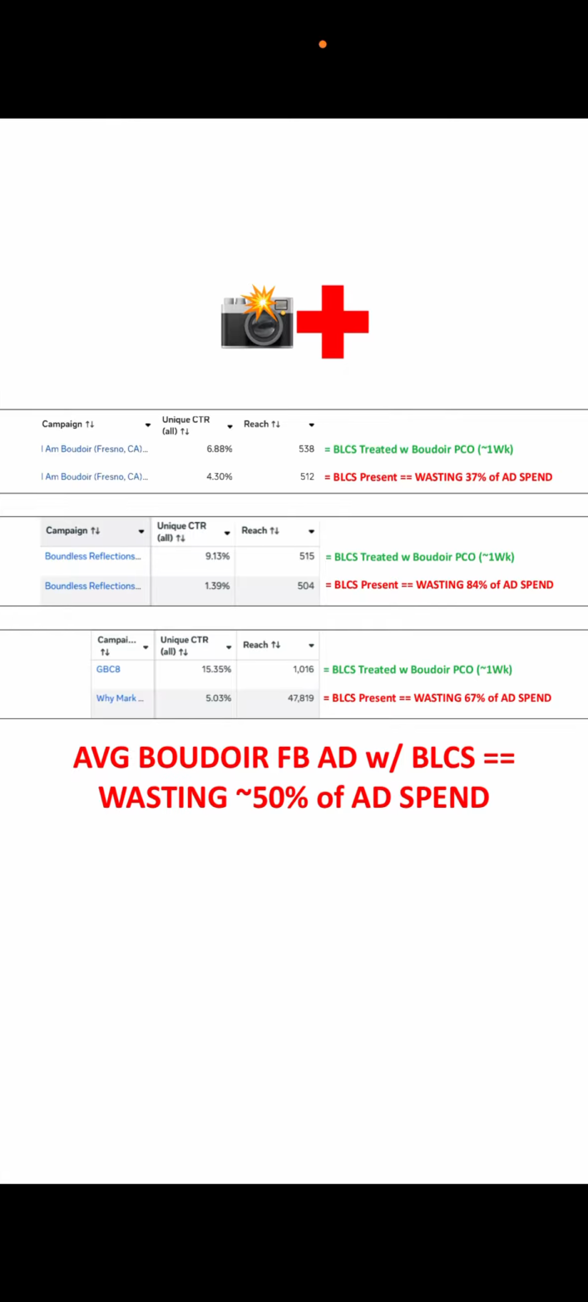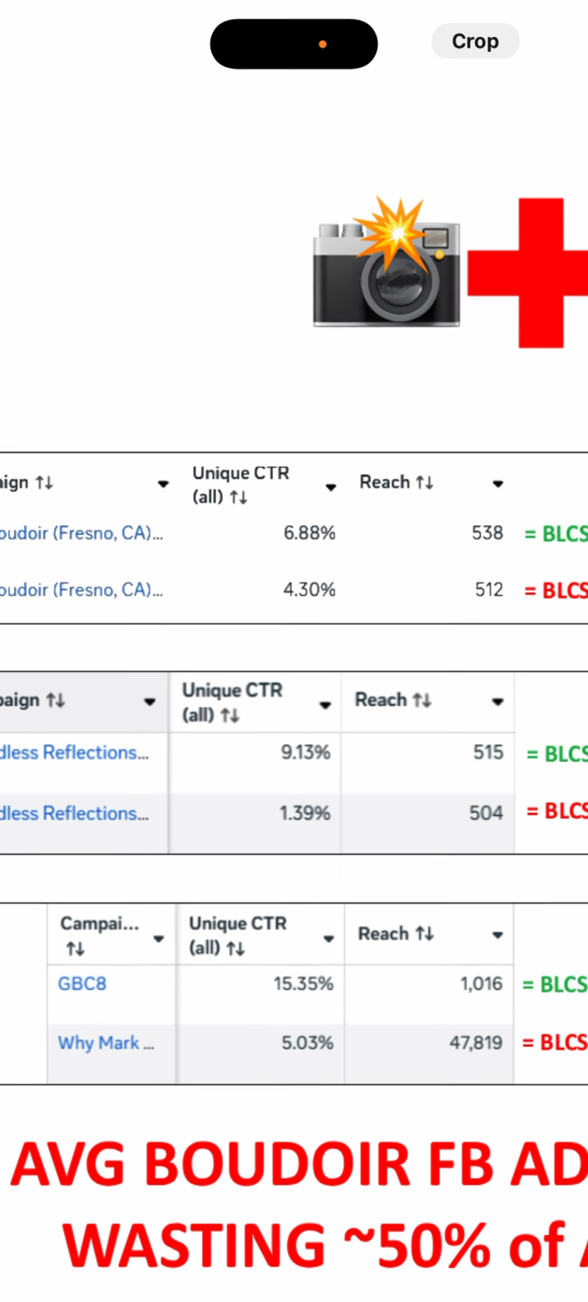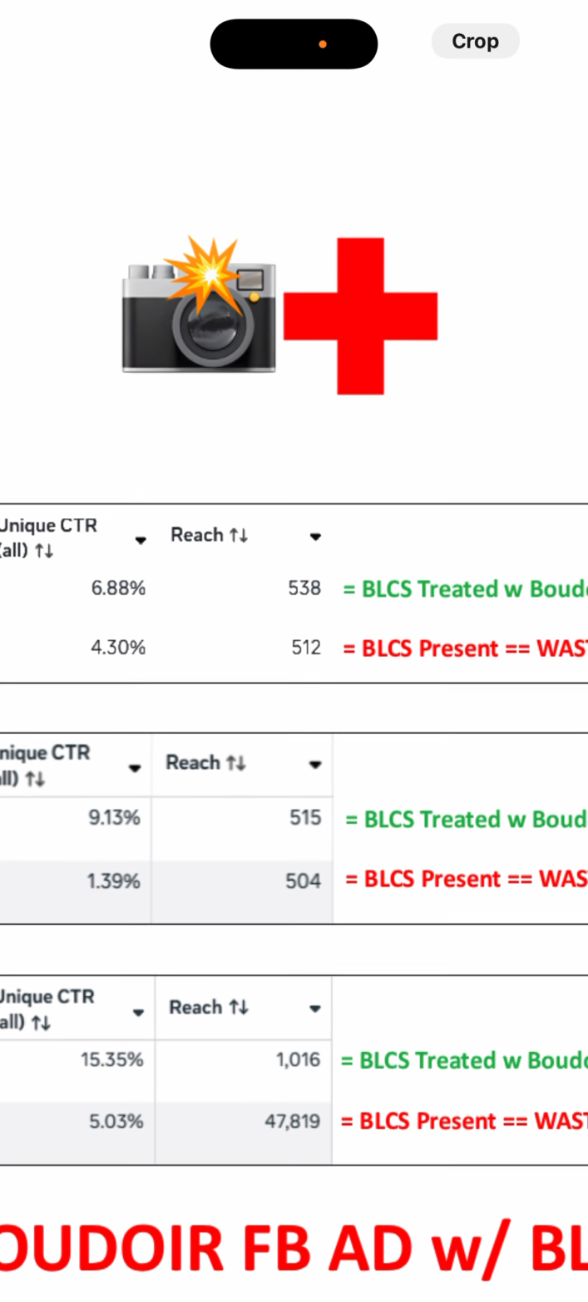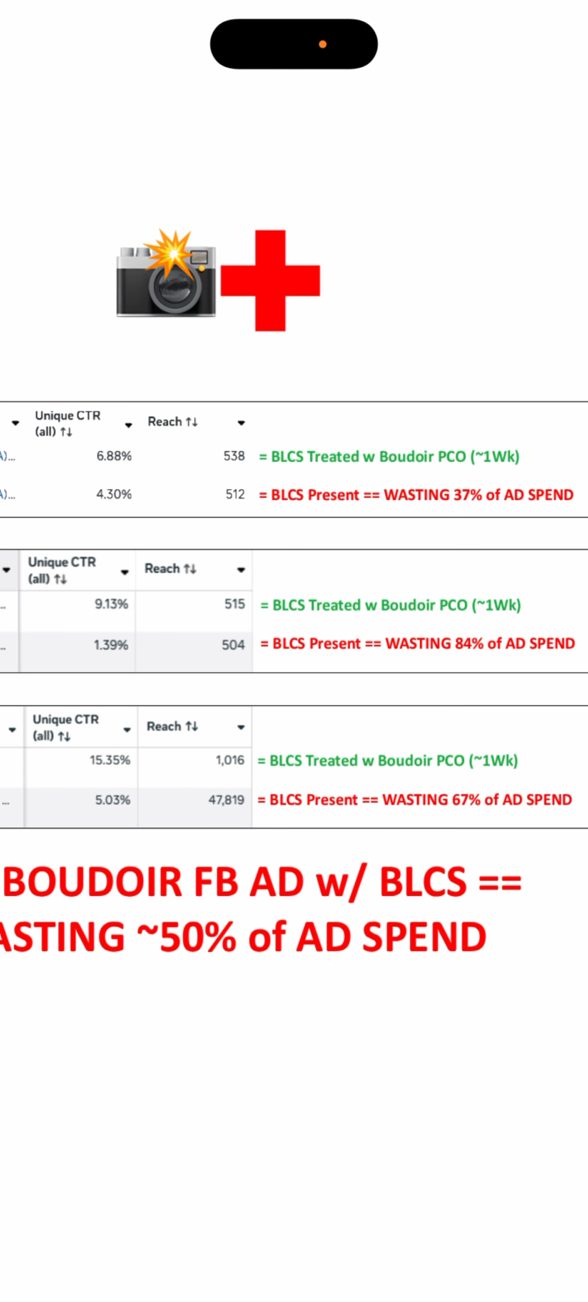Now, this is from some of my residency. So I went out there, found some Boudoir Facebook ads, tested the first one, found out the unique CTR was 4.3%. So what do we know? We know that it's under 6%. BLCS is present. So I duplicated it, treated that duplicate with Boudoir Pico. Takes about a week. Got the unique CTR up to 6.88%. So basically, the original ad with BLCS was getting into 4 out of 100 women's brains. The new ad, treated with Boudoir Pico, is getting into about 7 out of 100 women's brains.